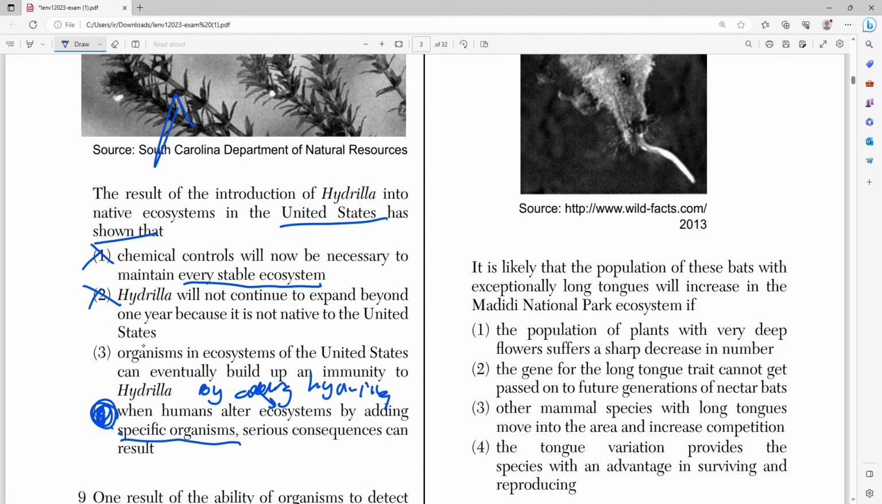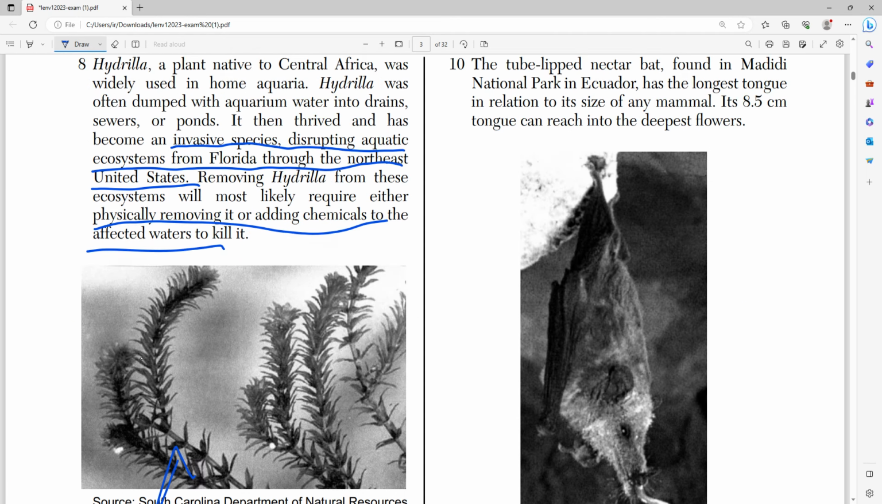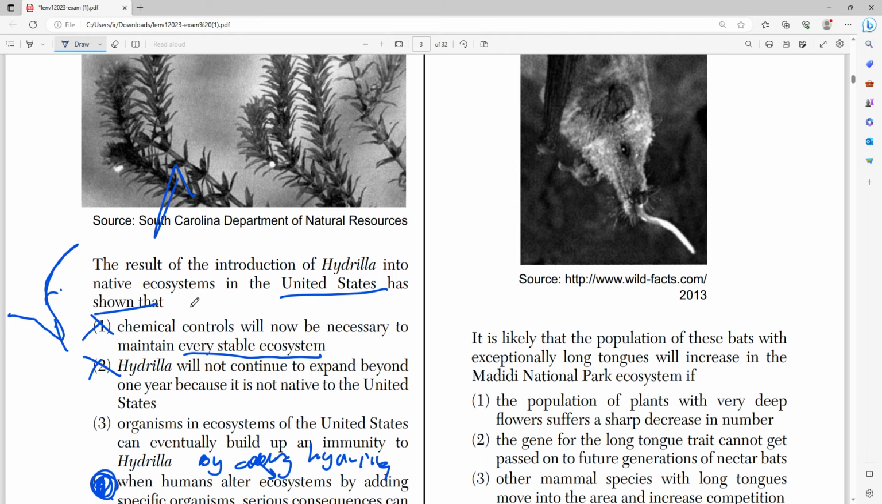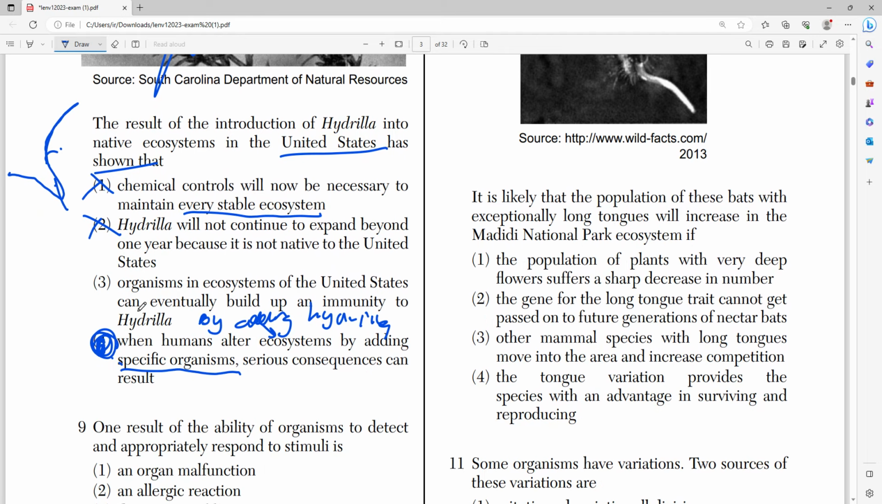Because it literally just said that it came from Florida, and now it's along almost all aquatic environments next to Florida as well. So it's spread throughout the state and to other states. It's rapidly spreading, and because you need harsh chemicals to kill it or physical force, it seems like it is thriving, right? And three says organisms in ecosystems of the United States can eventually build immunity to Hydrilla. Obviously not. If it's spreading and if it's disrupting the ecosystem all throughout the United States, obviously they are not immune to it. They are going to be affected by it.